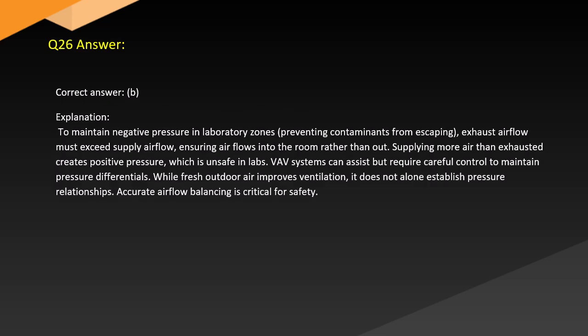Answer. Correct answer, B. Explanation. To maintain negative pressure in laboratory zones, preventing contaminants from escaping, exhaust airflow must exceed supply airflow, ensuring air flows into the room rather than out.